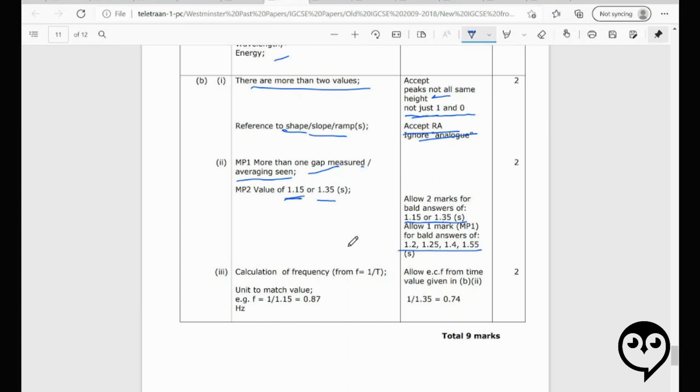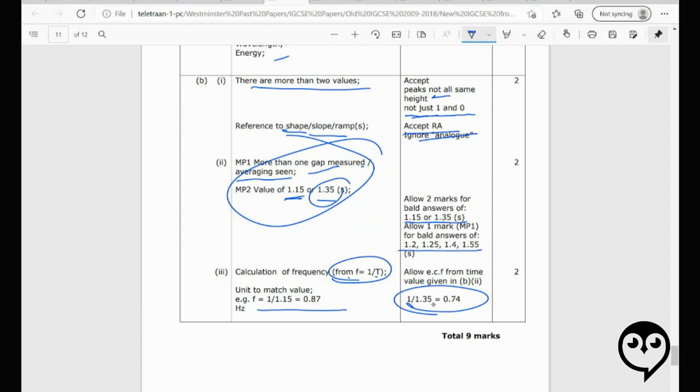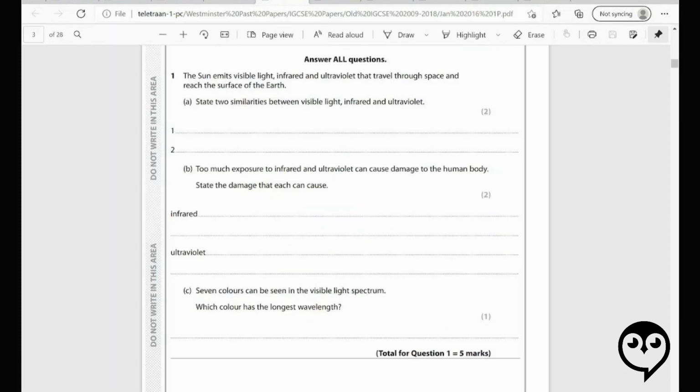Okay, and then we were overthinking it, or at least I was overthinking it. You just take your answer and do the reciprocal. That's all it is. The frequency is 1 over the period. So you don't need to do any averaging there. The averaging should be done when you measure the initial bit. Okay, this is what we had. We had 1 over 1.3. So there we go. This is paper 1, January 2016.